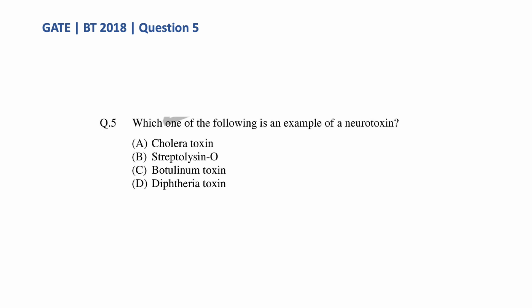Now, coming back to the question, which one is an example of a neurotoxin? We saw that cholera toxin leads to gastrointestinal infection and dehydration, streptolysin causes hemolytic conditions, and botulinum toxin is a neurotoxin causing paralysis, which answers the question. Diphtheria toxin causes respiratory tract infections and inflammations. So, botulinum toxin is an example of a neurotoxin.